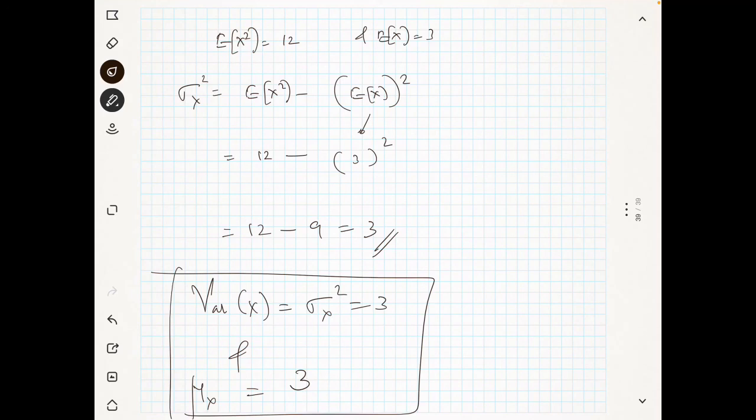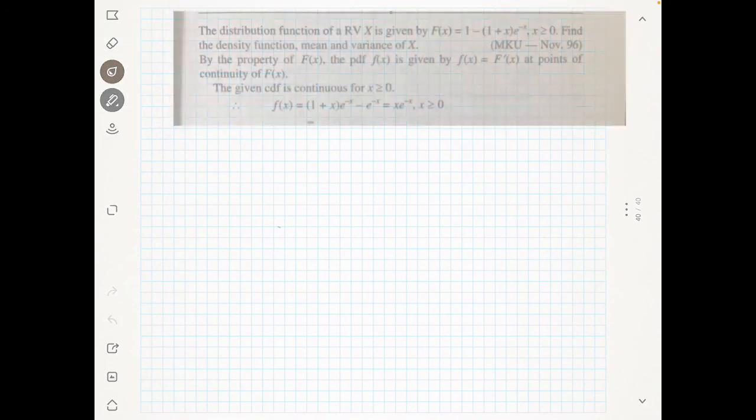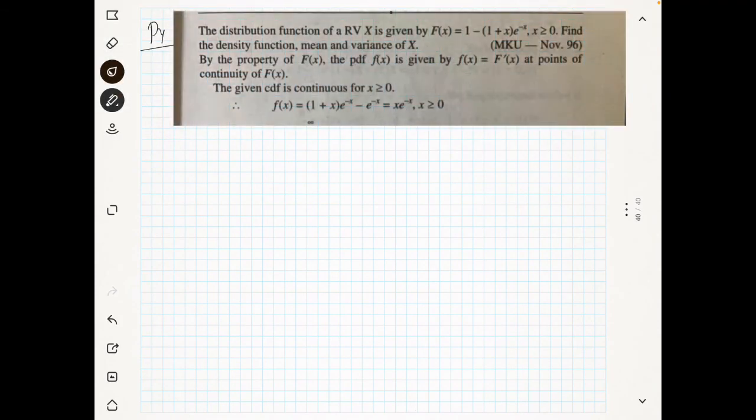Now there is another problem. We will see another problem. We have 2 more problems from this session. So the distribution of a random variable is given. That means the distribution function, that means the cumulative distribution function capital Fx of x is given. Fx of x is given as 1 minus 1 plus x into e power minus x, and x is greater than or equal to 0.